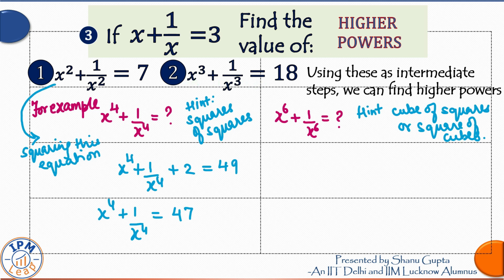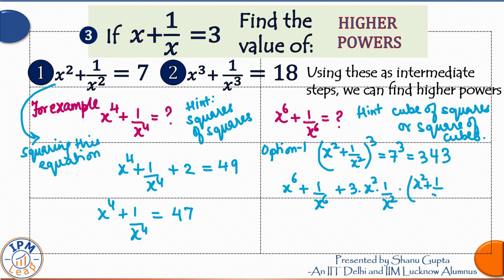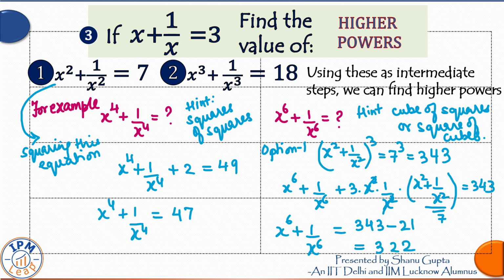But even if you choose to cube the squares, cubing this equation on both sides, we get x raised power 6 plus 1 upon x raised power 6 plus 3 into, these two terms get cancelled out, into x square plus 1 upon x square. This value is equal to 7, so we use that. And our answer for x raised power 6 plus 1 upon x raised power 6 is 343 minus 21, that is 322. Right, so I am sure you have learned the basics already and you can tackle these questions confidently from now on.